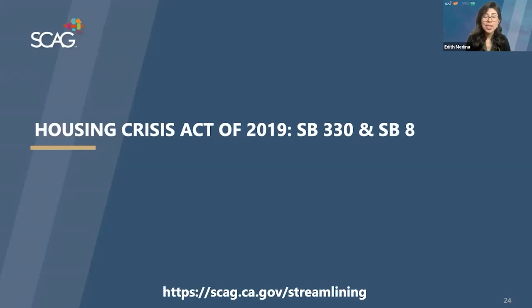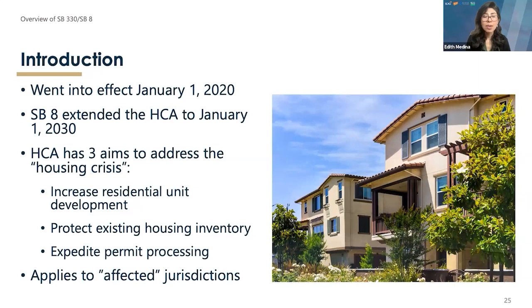Now I'm going to go over SB 330. SB 330 established the Housing Crisis Act and went into effect on January 1st, 2020. And then SB 8, which was passed in September 2021, extended the Housing Crisis Act an additional 5 years to January 1st, 2030. And when the Housing Crisis Act of 2019 passed, it passed to address the housing crisis with 3 aims: to increase residential unit development, to protect existing housing inventory, and to expedite permit processing.